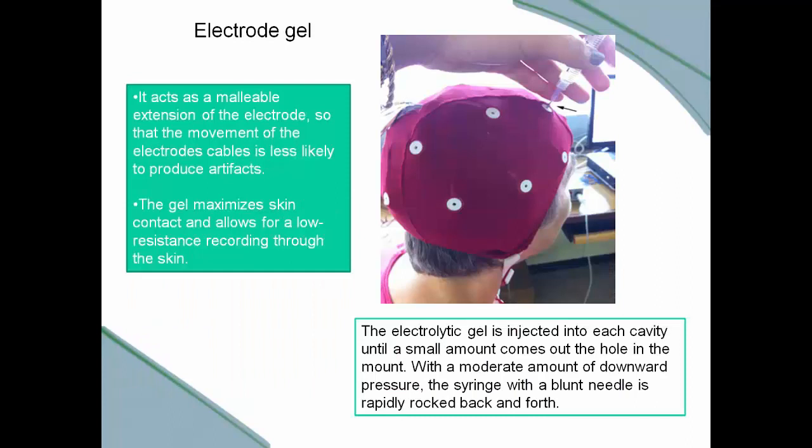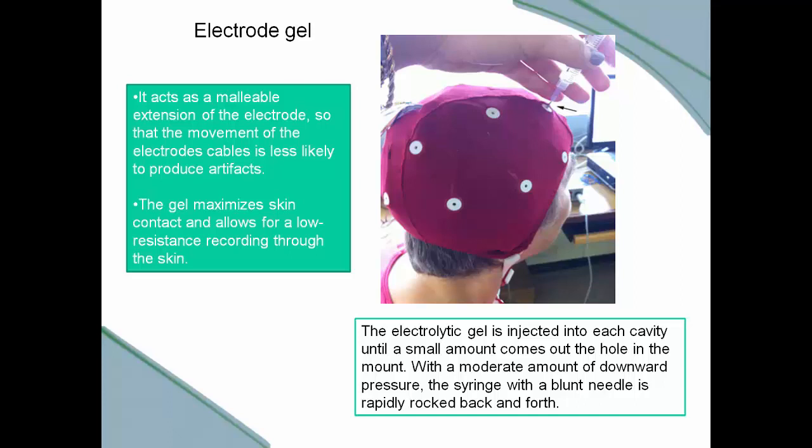So the electrode gel that I mentioned is essentially an extension of the electrode, and it makes it so that we can make contact with the scalp. If you think about it, you can't just shave somebody's head whenever you want to use the electrode cap and make contact with the scalp. So how do we do that? Well, we use the electrode, then we also use electrode gel. And the gel, of course, maximizes the skin contact and also provides for a lower resistance recording through the skin.